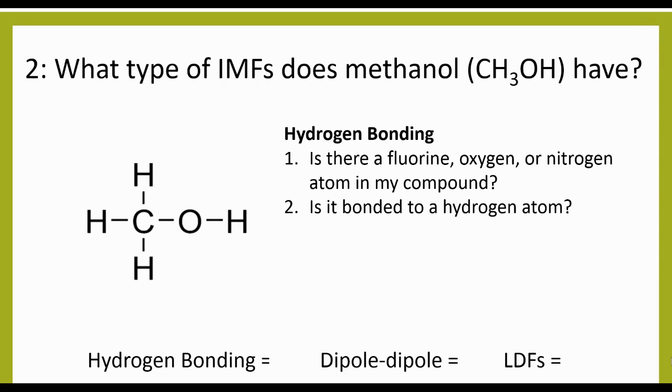Okay, let's try another one. What type of IMFs does methanol have? So that molecule down below. Is there a fluorine, oxygen, or nitrogen atom in my compound? Yeah, there's an oxygen. And then the next question, is that oxygen bonded to a hydrogen atom? Yeah, there's a line directly connecting the two. So because of that, I have hydrogen bonding.